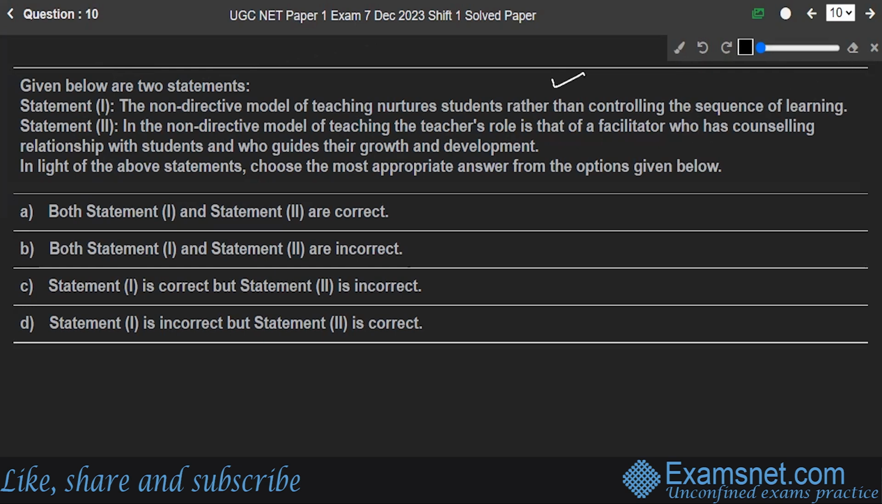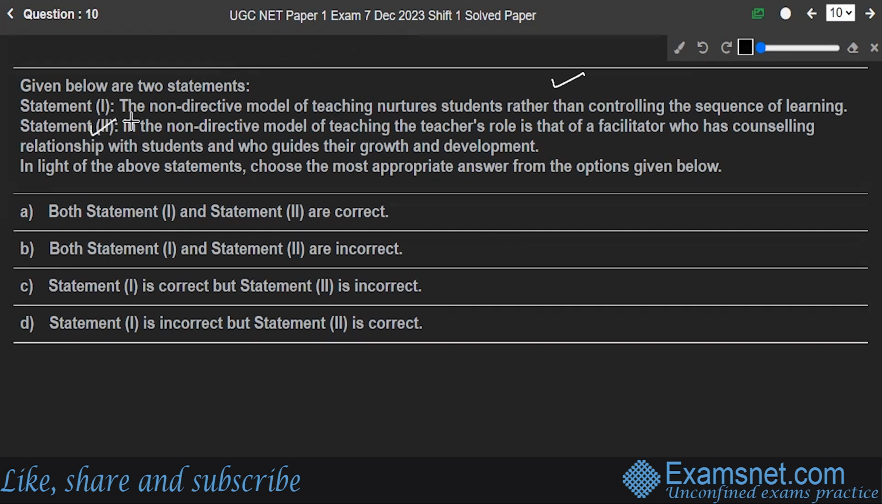The non-directive model of teaching nurtures students rather than controlling the sequence of learning. This is absolutely right. The non-directive model of teaching is a student-centered approach that focuses on providing students with the support and resources they need to learn at their own pace and in their own way. Teachers in non-directive classrooms do not control the sequence of learning or tell students what to learn. Instead, they create a supportive learning environment and provide students with opportunities to explore their interests and learn in a way that is meaningful to them. So the first one is right.